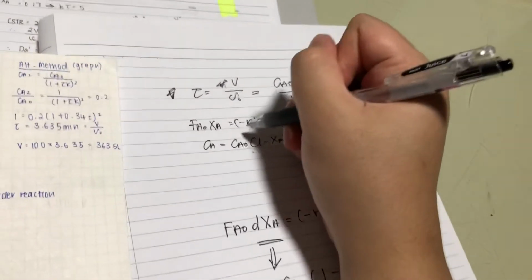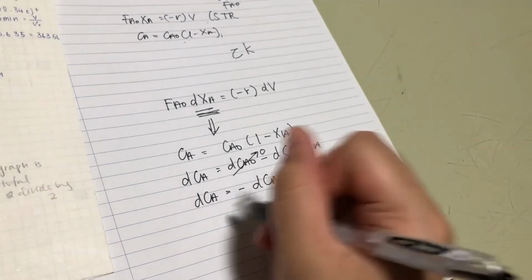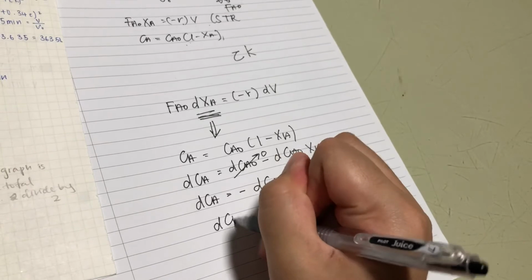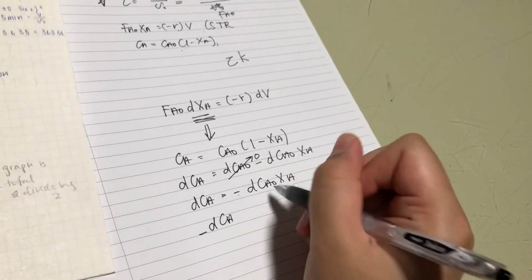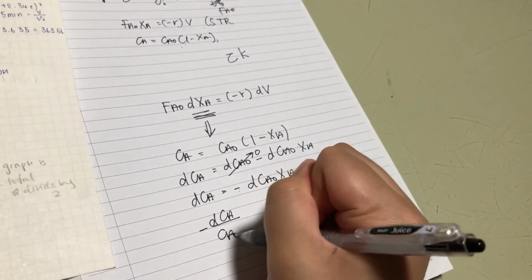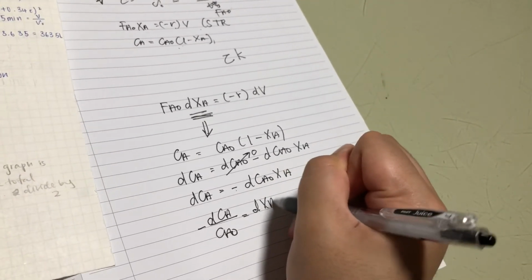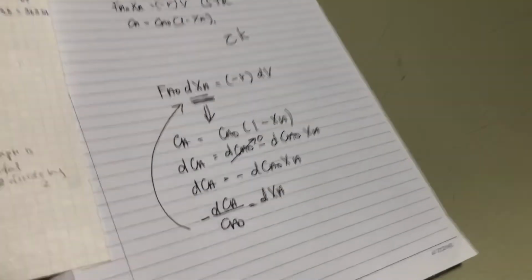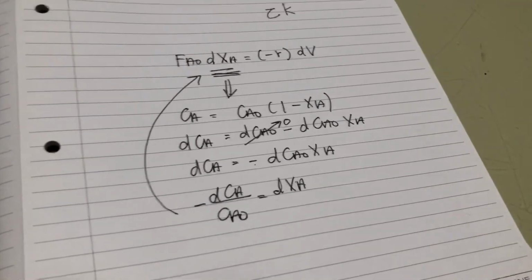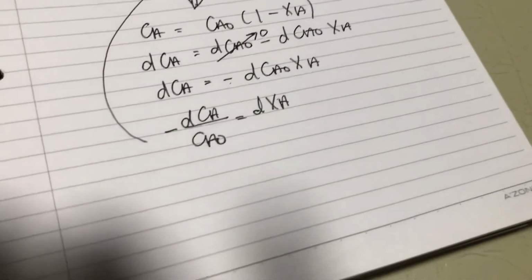So now what I want is this one, right? Since that's what I want, straight away I can take dCA, bring this negative sign to the other side, and then dCA over CA naught is equal to dXA. So this I substitute into here. If you want me to show you the whole derivation, just inform me, then I'll take another video.